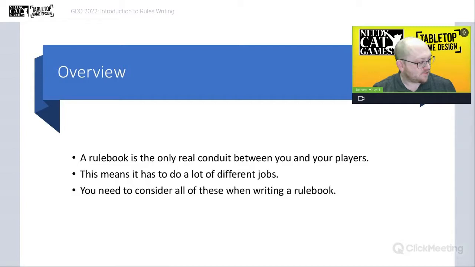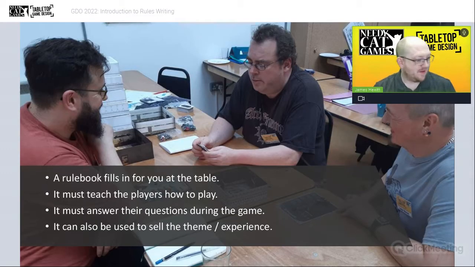So that means it has to do a lot of different jobs. If you imagine whenever you run a test of your game, all the things that you have to do as the designer of your game, all the things you have to do to teach the game, to answer questions during that, all of that is stuff your rulebook's having to do, and you have to consider all of that when writing a rulebook because it's a passive piece of text. It can't react to your players, so it has to preempt their questions and their concerns and things that will come up in the game.